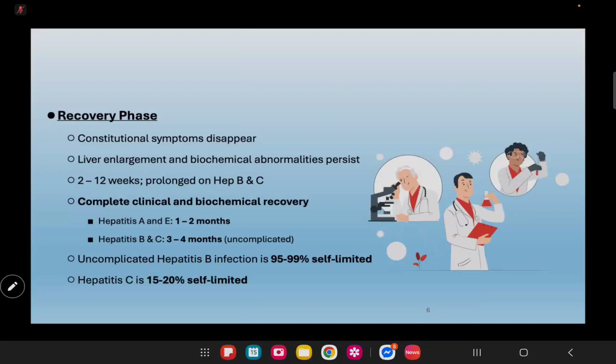The recovery phase follows as the constitutional symptoms gradually disappear. However, the hepatomegaly and biochemical abnormalities may persist for 2 to 12 weeks and even longer in hepatitis B and C. By the way, you might be confused. What I'm talking about now is the generalities of hepatitis, meaning from A to C, because all of them can share the same manifestations, the same signs and symptoms. However, they may vary for some factors.